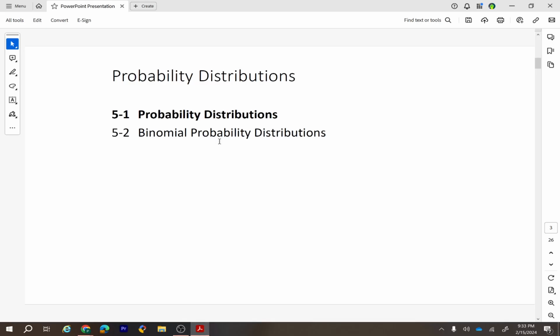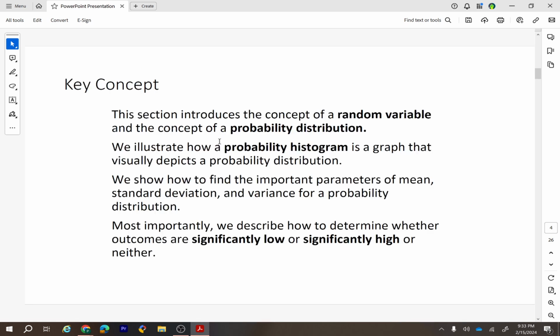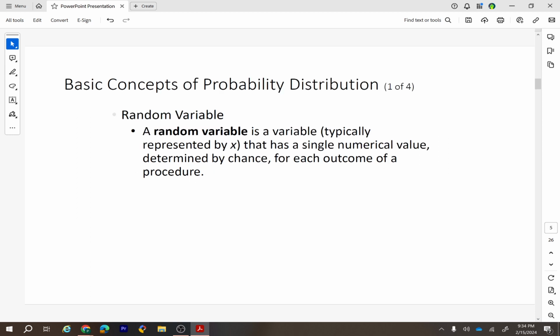Probability distribution, that is chapter 5. Section 5.1 is also probability distribution. In this section, we're going to introduce random variable, and we're going to talk about what is probability distribution, probability histogram, and then we're going to look at significantly low or significantly high values.